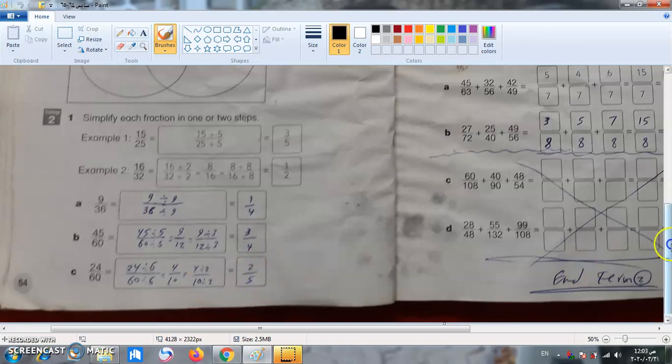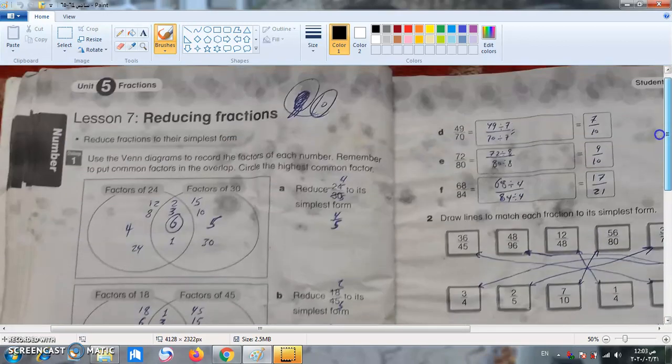What about the next exercise? He would like here to complete 49 over 70. We will divide by 7, the highest common factor. 49 divided by 7 equals 7, and 70 divided by 7 equals 10. Very good. And 72 over 80 we will divide.